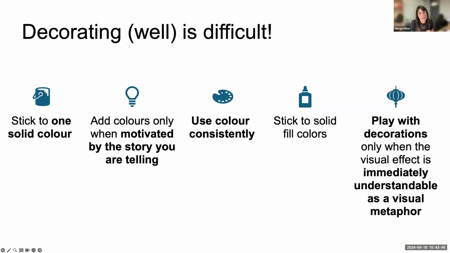So to summarize, how to use color and fills in bar charts. In most cases, stick to one solid color for all your bars when you're just showing one data set. If you add colors, make sure this is motivated by the story you are telling. Use color consistently. If you do need your bars to punch out more, stick to solid fill colors unless you are confident that the visual effect, such as a photo background, is narratively and aesthetically justified.